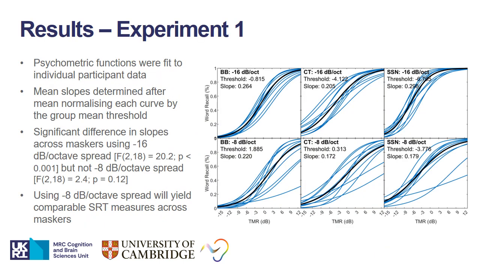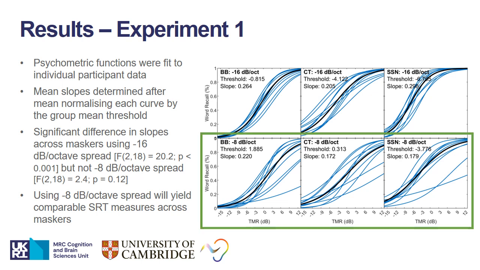After collecting the percent of words recalled across a range of target-to-masker ratios for each combination of spread amount and masker type, psychometric functions were fit to individual participant data. The statistical analysis indicated that the mean psychometric function slopes differed across the maskers in the -16 dB per octave condition, but not in the more difficult -8 dB per octave condition, indicating equivalent measurement precision using the -8 dB per octave spread. Experiment 2 was then run using this -8 dB per octave spread.